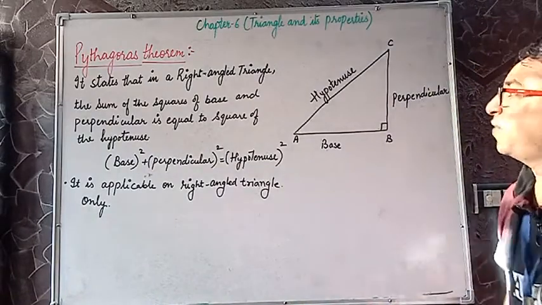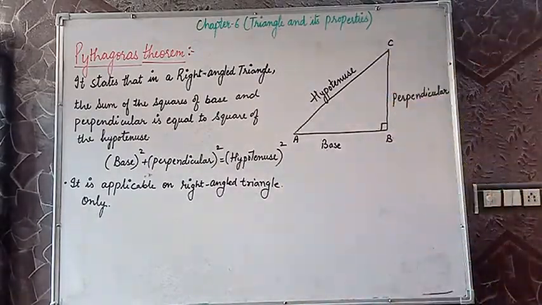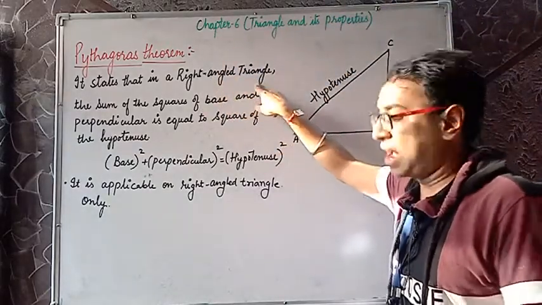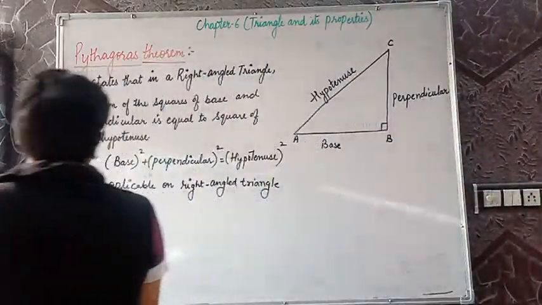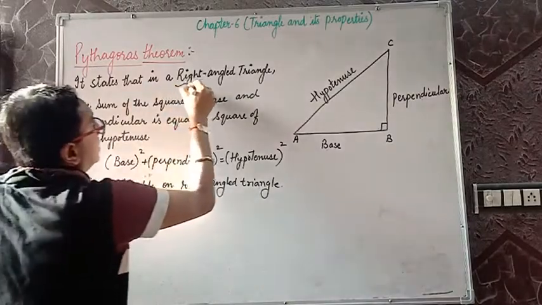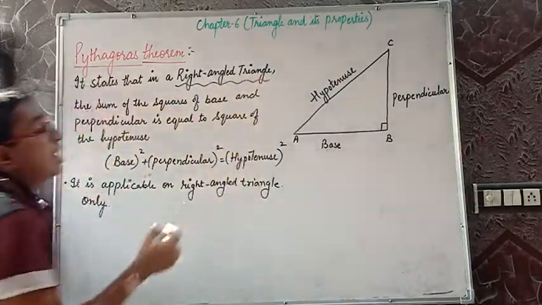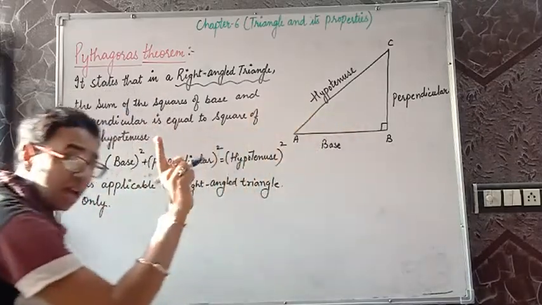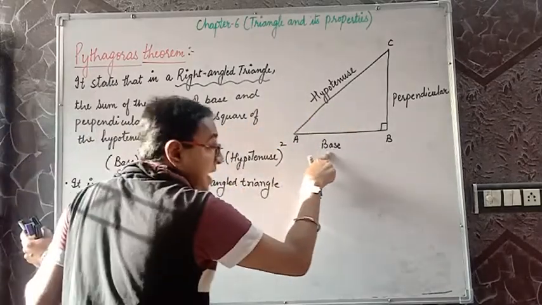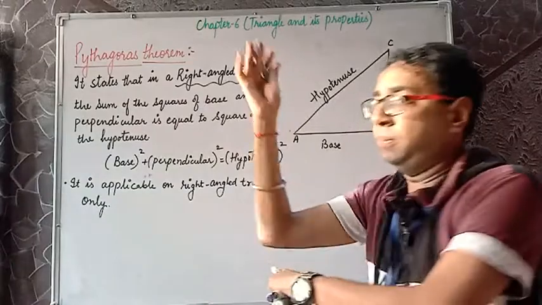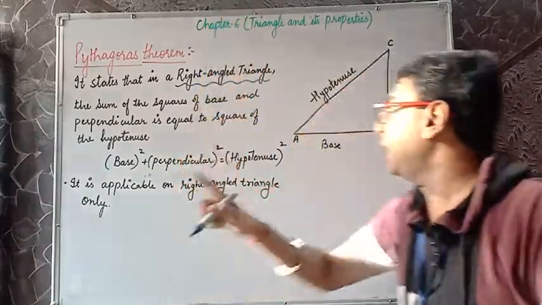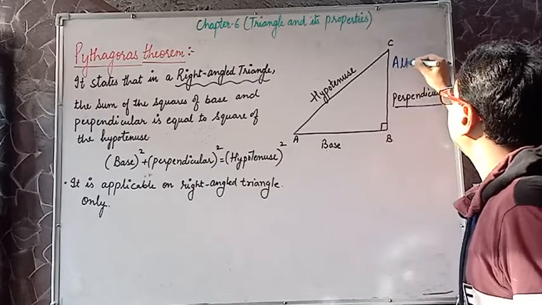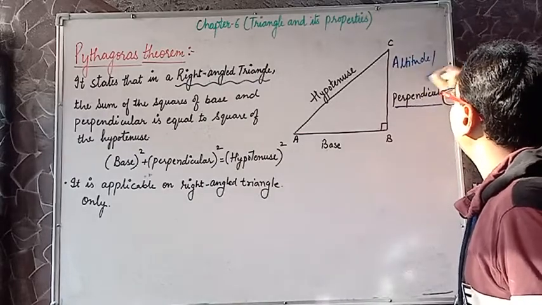So understand the fact. First of all, what is Pythagoras theorem? It states that in a right angle triangle, first of all, right angle triangle we have already discussed in the basics. A right angle triangle is a triangle in which one of the angles is 90 degrees. It has a base, a perpendicular, which is at 90 degrees, and a hypotenuse. The perpendicular is also known as altitude or height.